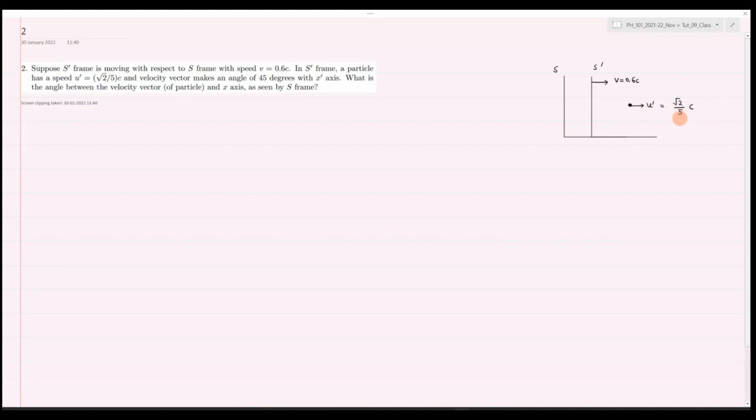Now you calculate the gamma corresponding to this. The speed of the particle is at 45 degrees with the x-axis. So it's going like this with this speed. And gamma for the frame will be 1 over root of 1 minus v square by c square. So it will come out to be equal to 5 by 4.